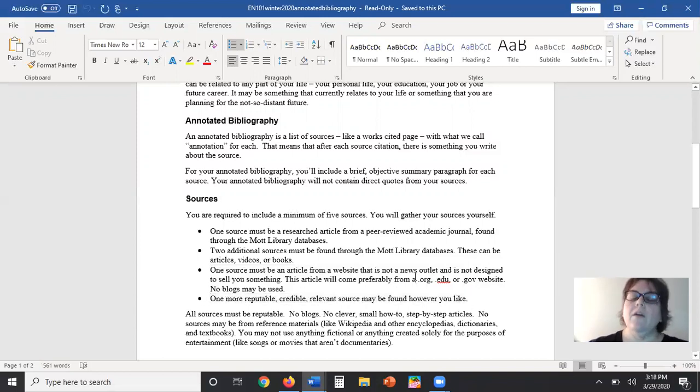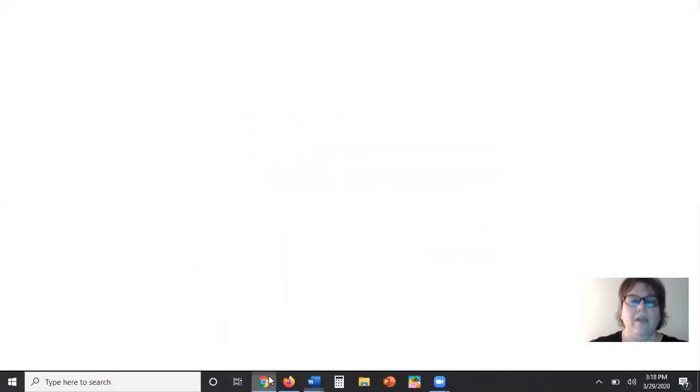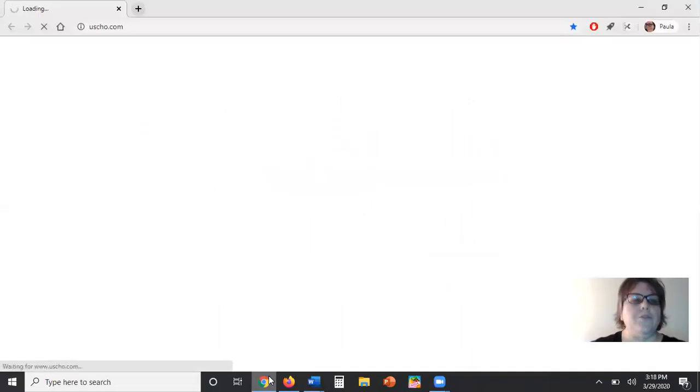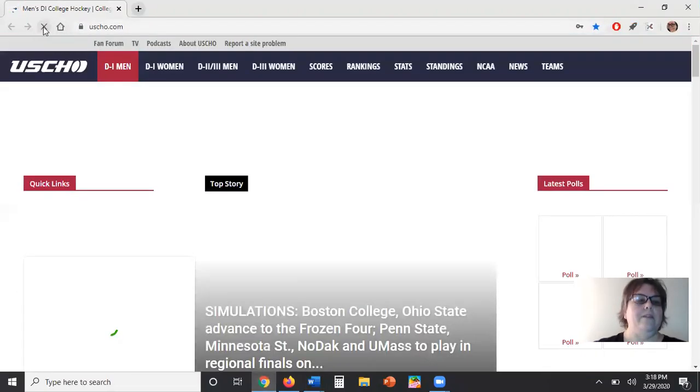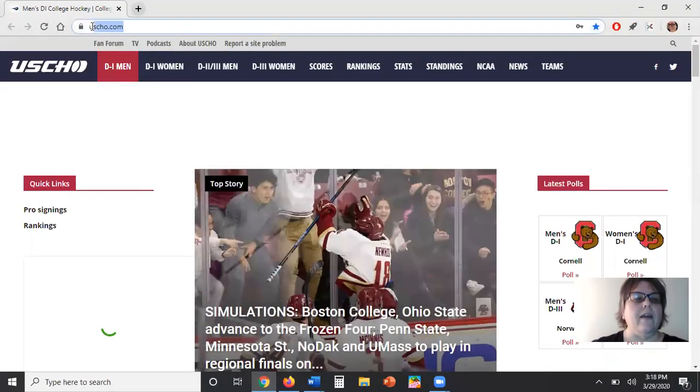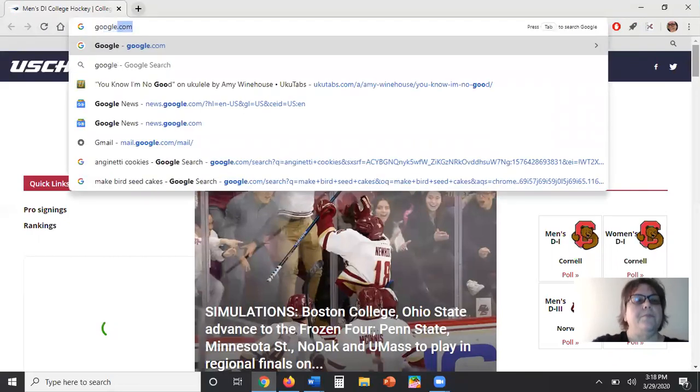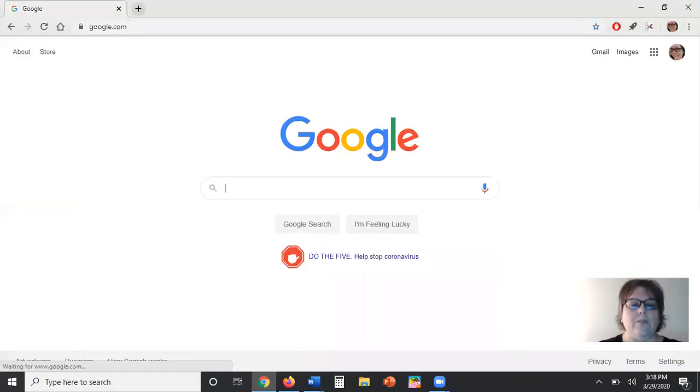So I'm going to go to Google because I like Google Chrome, and I'm going to try to show you how to find information there. I've got my computer set up to bring up the web page that I write for, US College Hockey Online, but we'll go to Google. Whenever I open Chrome, that's what it does.